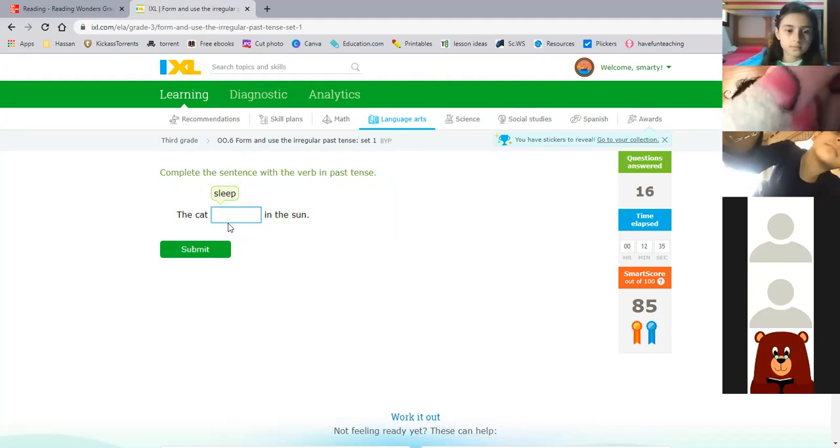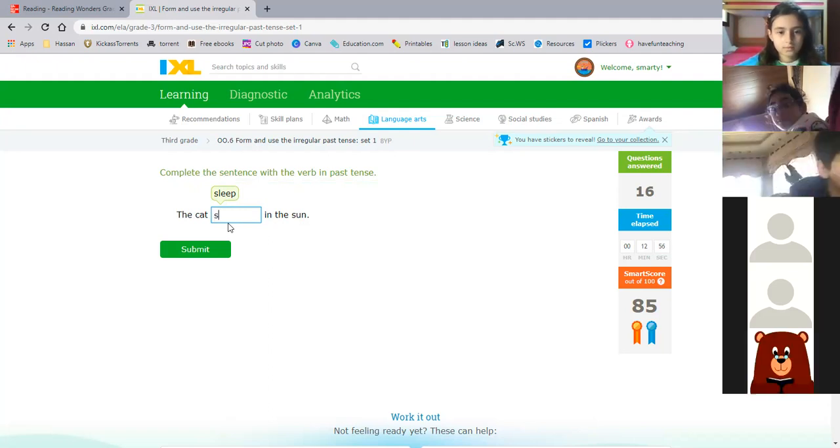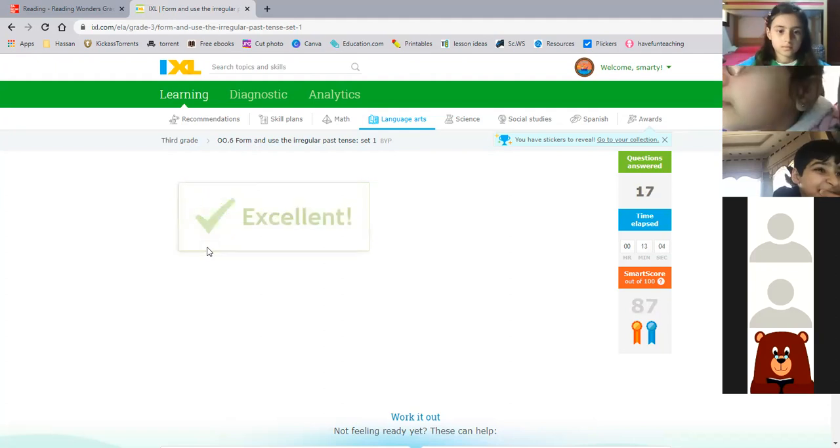Yalla, Rida. The cat is sleeping in the sun. Sleep. Slept. Yes, slept. How do I write it? Bravo. S-L-E-P-T. Bravo, Rida.